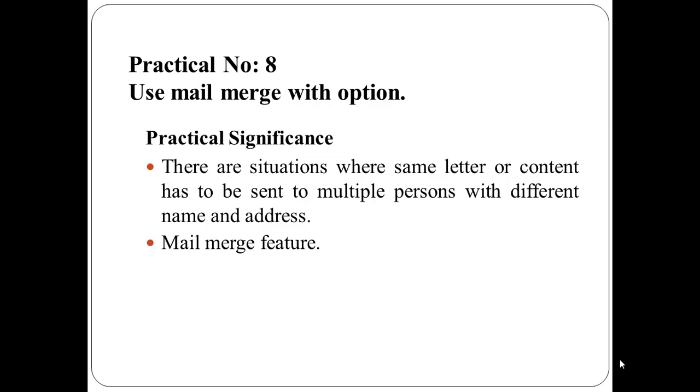There are some situations where the same letter or content has to be sent to multiple persons with different names and addresses. Mail merge is a feature that uses a data file of names, addresses and other fields and merges it together with a template document which contains the actual matter to be sent. It is used to produce multiple copies of the same document, each personally addressed to a different recipient. This practical is useful for developing these necessary skills and is an important feature in using computers for electronic documentation.